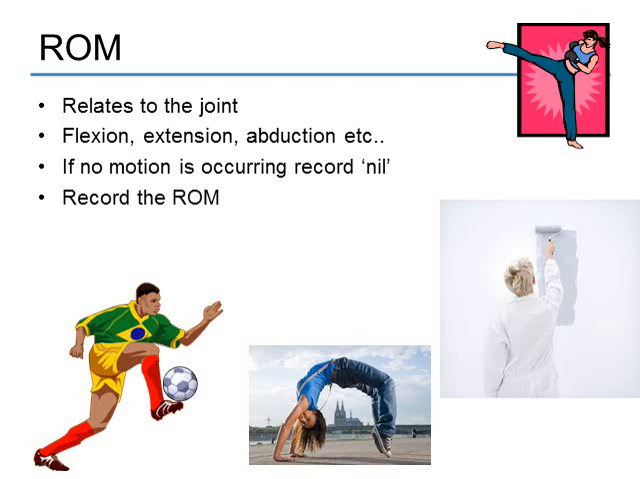So range of motion relates to each of the joints. And obviously in regards to describing it, it's in regards to the movement. So your flexion, extension, abduction, adduction, etc. If there's no motion occurring and it's a static position or a stabilizing position, you record nil.